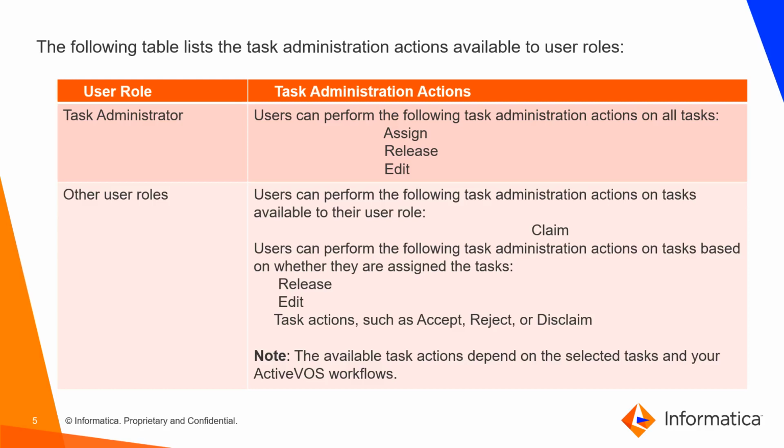The below lists the task administrator actions available to the user roles. User role first, task administrator role. User can perform the following task administrator actions on all the tasks. They can assign, release or edit tasks. Users other than task administrator, normal business user roles: user can perform the following task administrator actions on tasks available to their user role. They can claim the task, and they can release the task, edit, and they can take actions such as accept, reject or disclaim. Note: available task actions depend upon selected tasks and your ActiveOS workflow.